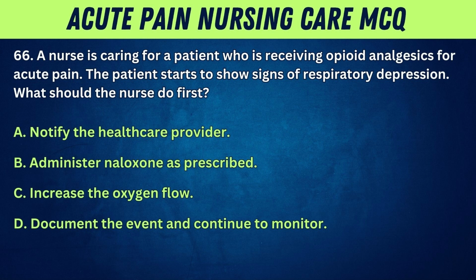66. A nurse is caring for a patient who is receiving opioid analgesics for acute pain. The patient starts to show signs of respiratory depression. What should the nurse do first? A. Notify the healthcare provider. B. Administer naloxone as prescribed. C. Increase the oxygen flow. D. Document the event and continue to monitor.